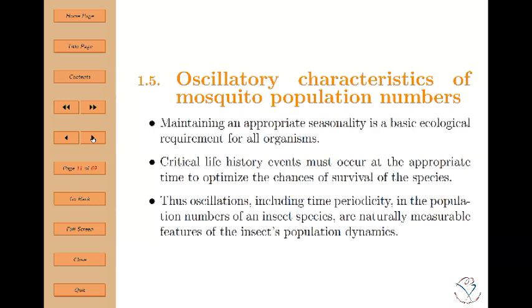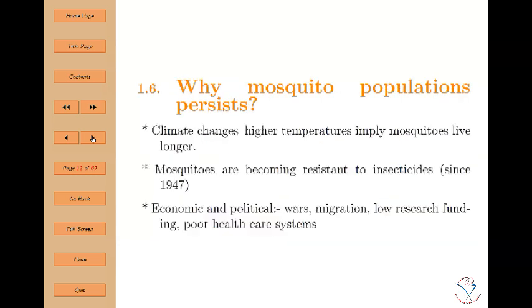And if we actually want to capture this, in the past, what has been done is that they use seasonal forcing. And people have asked the question, why do mosquito populations persist? There are several answers which you can give, some of which are just because it is a tenacious organism, but climate change means that higher temperatures mean that mosquitoes can live longer.